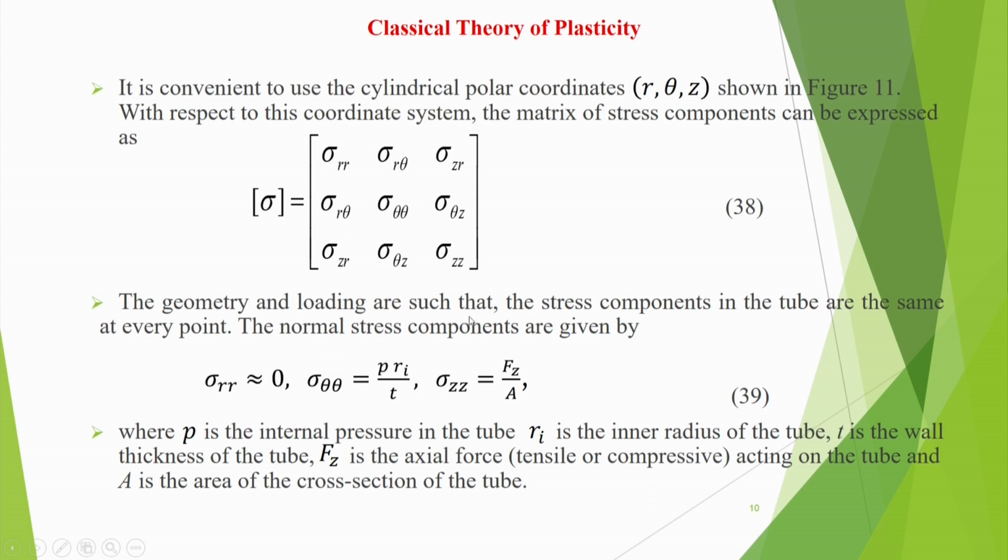Now the geometry and loading are such that these stress components are like that, because it is a thin cylinder. So σr is 0, the radial stress is almost 0. In fact, the dominating stress is the hoop stress. So σθθ is p rᵢ by t, and σzz is the axial stress, that is Fz by A. Here p is the internal pressure, rᵢ is the inner radius, t is the wall thickness of the tube, Fz is the axial force, tensile or compressive, acting on the tube, and A is the cross-sectional area of the tube.